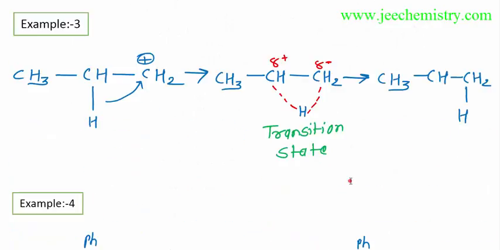This is the same case. Here the carbocation is formed. This is a primary carbocation. This carbocation will move to this position, then that will be a more stable carbocation. So this is a hydrogen. So a hydrogen shift will occur, and in the transition state this hydrogen is slowly shifted.